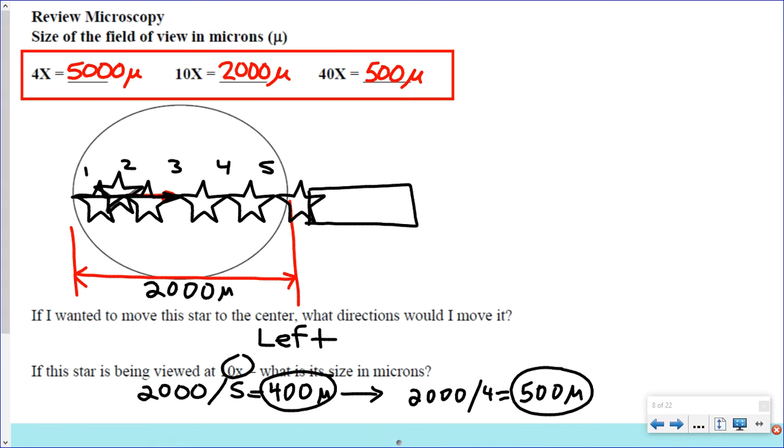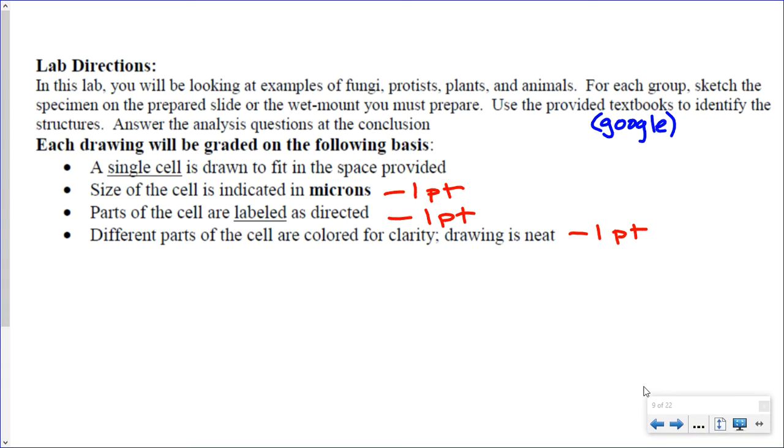Now, the reason why I want to review that is because in this lab, you're going to be looking at examples of fungi, protists, plants, and animals. And for each group, you're going to sketch the specimen on a prepared slide or a wet mount you must prepare. You're going to be provided textbooks, but really what I'm going to tell you to do is use your iPads and Google to identify structures and answer the analysis questions at the conclusion. Each of these will be worth 3 points.